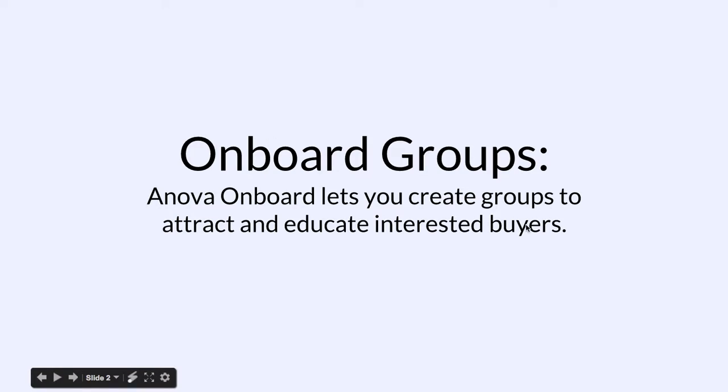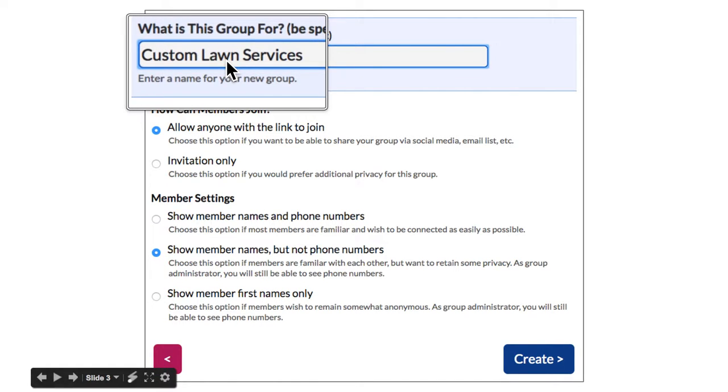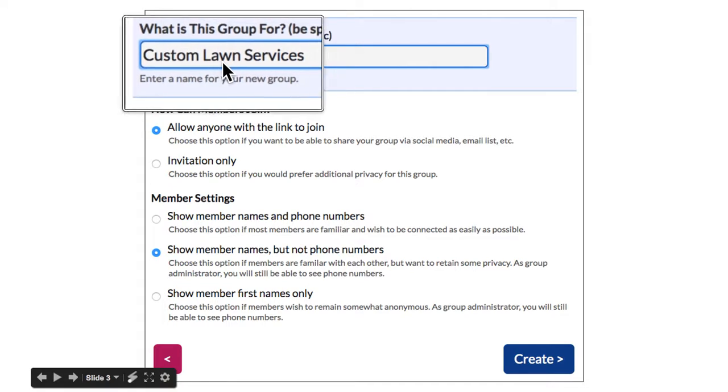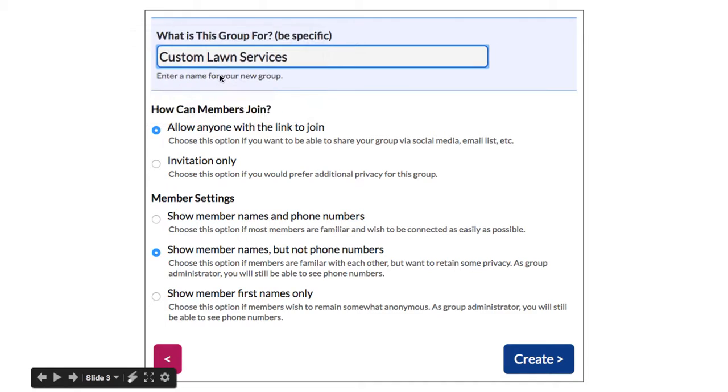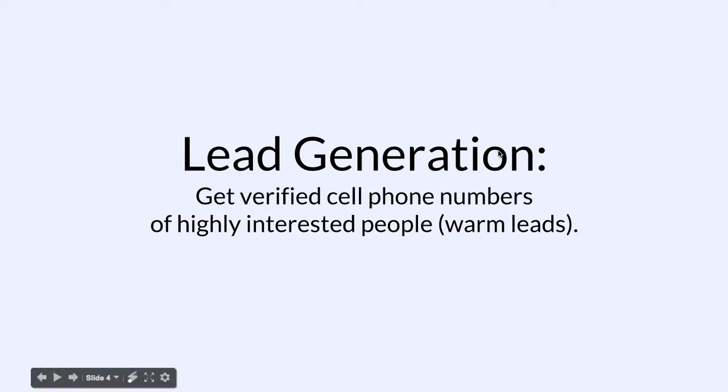So the idea here is to make onboard groups, and it's basically an online group, and you give it a name that's going to help people understand what you're trying to do. So the kind of person who would join a custom lawn services group is probably going to be really interested in, for example, my company that cuts grass.